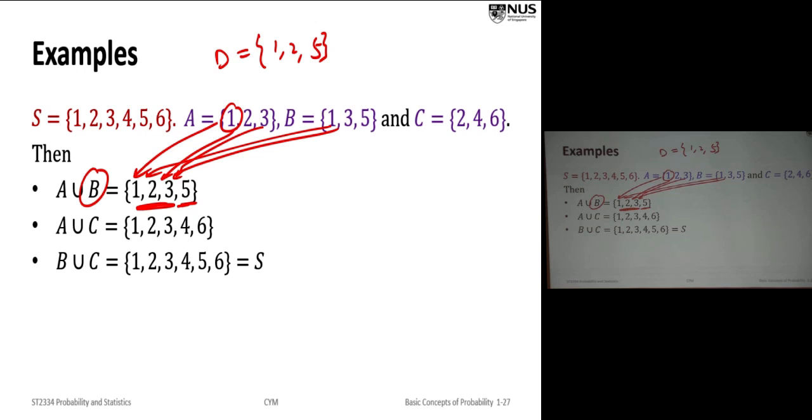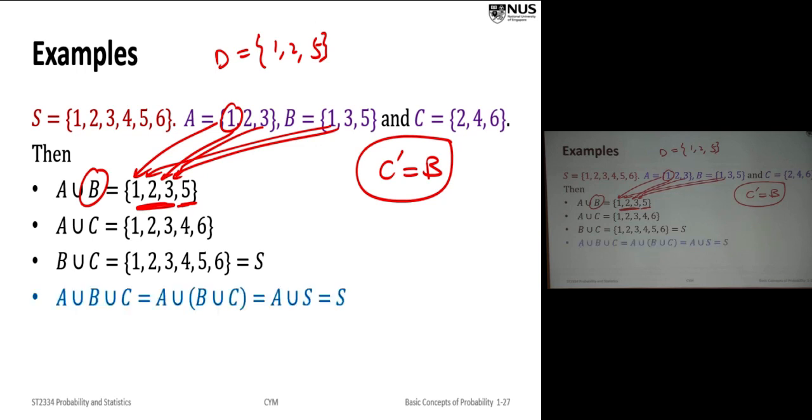B union C is odd and even numbers together, so it covers every outcome, so it's equal to the sample space. Then, immediately we know what C complement is. C complement will be the same as B. What is C complement? C complement are those outcomes that do not belong to C, so it is equal to 1, 3, 5, which is B.